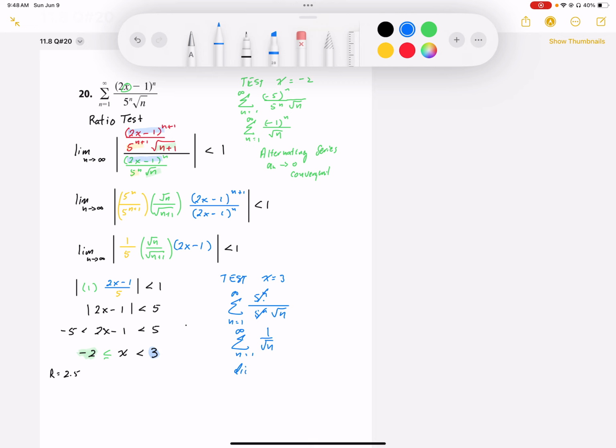This is diverging, because the p-series has p less than 1. So this is a diverging series, so we don't include the endpoint. So our interval includes negative 2, but it does not include 3. So the interval of convergence then works out to be inclusive of negative 2, and it's going to be open on the other end at 3.